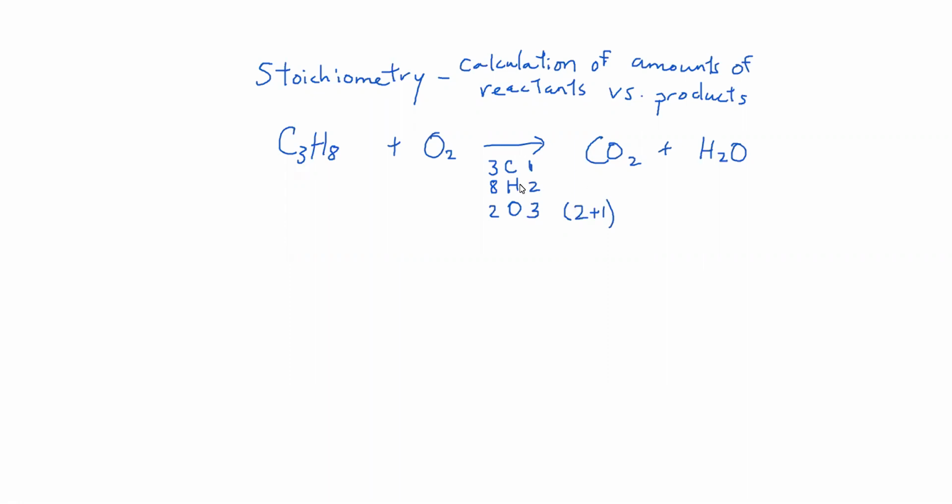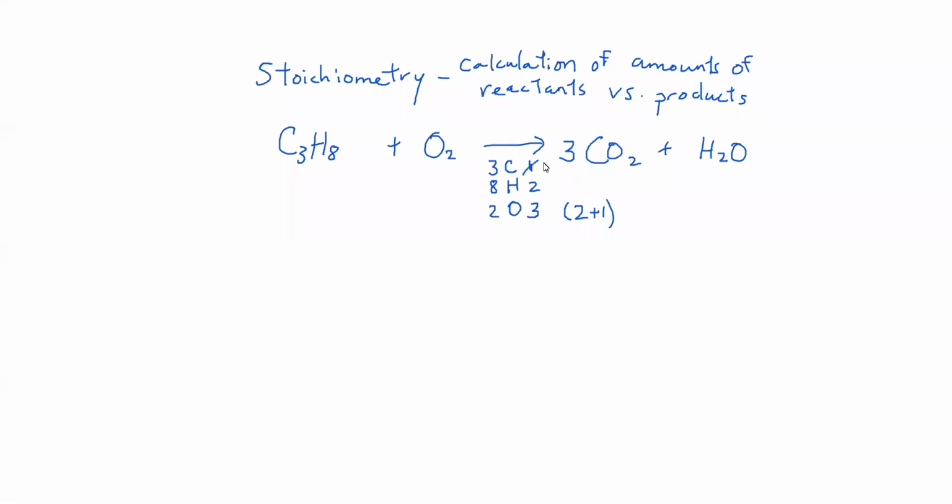So I always start with elements that are not hydrogen or oxygen. It just seems to be a good rule of thumb, where if I take the 3 next to the carbon on the left, I know that the only thing I'm ever allowed to do is to put a coefficient in front of a molecule, which means that if I wanted to fix the carbon to match, I'm going to put a 3 in front here.